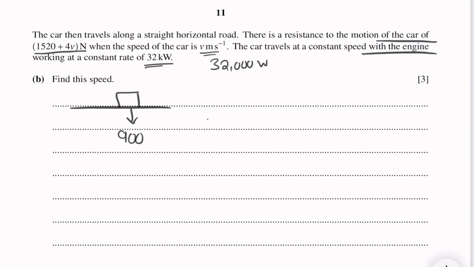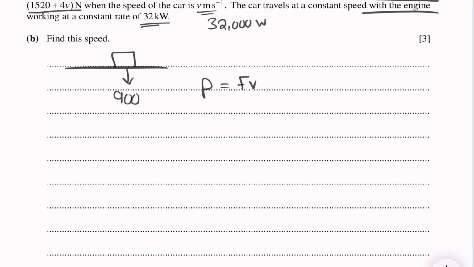So we know that power equals work divided by time, but we also know that power equals force times velocity, and that's another formula for power. If it's moving at a constant speed, that means the driving force must equal the resisting force. And so we know that the resisting force equals 1520 plus 4v. So there you go, you have the driving force in terms of velocity, and you want to find velocity, so you can just go ahead and write an equation in terms of velocity.